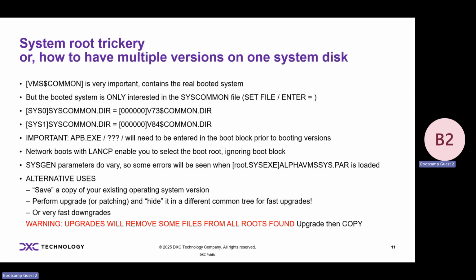But there are some other cases where you could use this. So you could save a copy of your existing operating system. So VMS upgrade, sometimes you might want to do these offline, but then when you want to implement the upgrade, could be a different type. There are multiple ways of doing this. A great way is to have another copy on another disk somewhere, and that is what I would recommend.